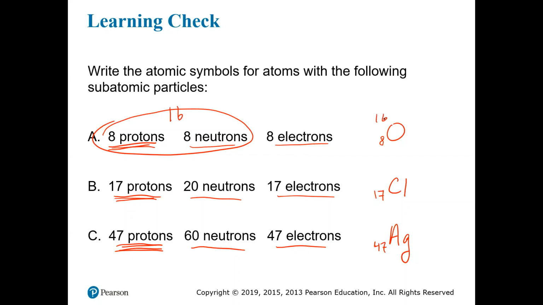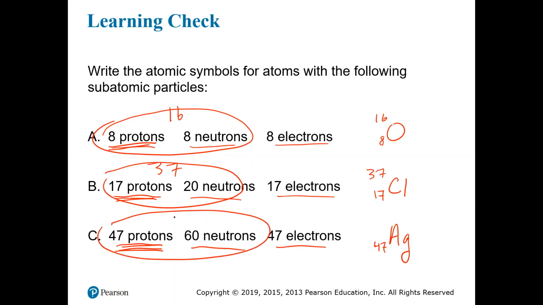So here we add these together and we get 16. So this is oxygen 16. Here we add them together and we get 37. So this is chlorine 37. And here we add them together and we get 107. And so this is silver 107. Now we've completed our isotope symbols. Notice we didn't really need to know the number of electrons. The number of electrons tells you whether you're dealing with a neutral atom or a charged ion of some sort, but it doesn't actually go into the atomic symbol.